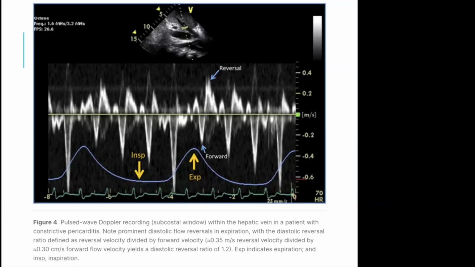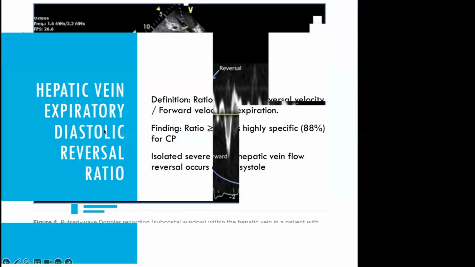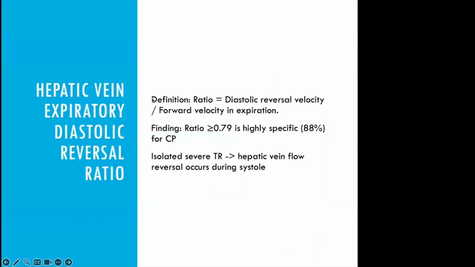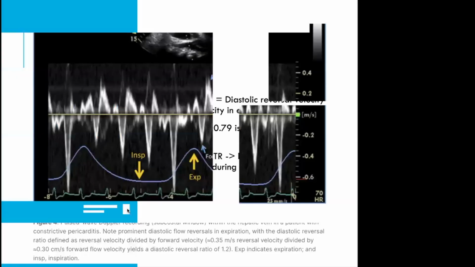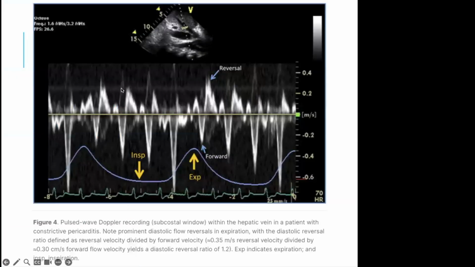Just going back here. The ratio of the diastolic reversal velocity divided by our forward velocity in expiration, if it is higher than 0.79, is a highly specific sign for constrictive pericarditis, or at least by 88%. With isolated severe TR, hepatic vein flow reversal does occur, but it occurs during systole, so that's one way to differentiate it. So we take this ratio, and if it's greater than or equal to 0.79, then it becomes a specific finding for constrictive pericarditis.